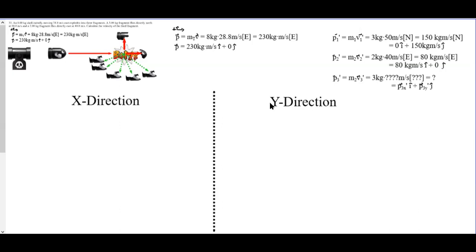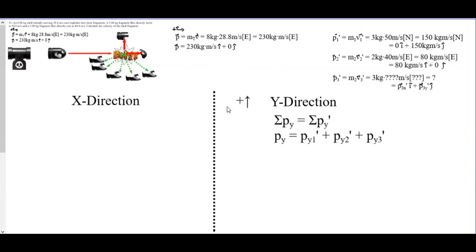So I like to separate things into X and Y direction, and then you have to pick which one you'd like to work with first. Don't do them simultaneously, just pick one. I'm going to pick the Y direction first because if I look at my initial momentum, I was traveling 230 kilogram meters per second to the east, so that means I have no north-south direction. So I would rather work with the Y direction because that's one fewer variable. So let's start with Y first and go from there.